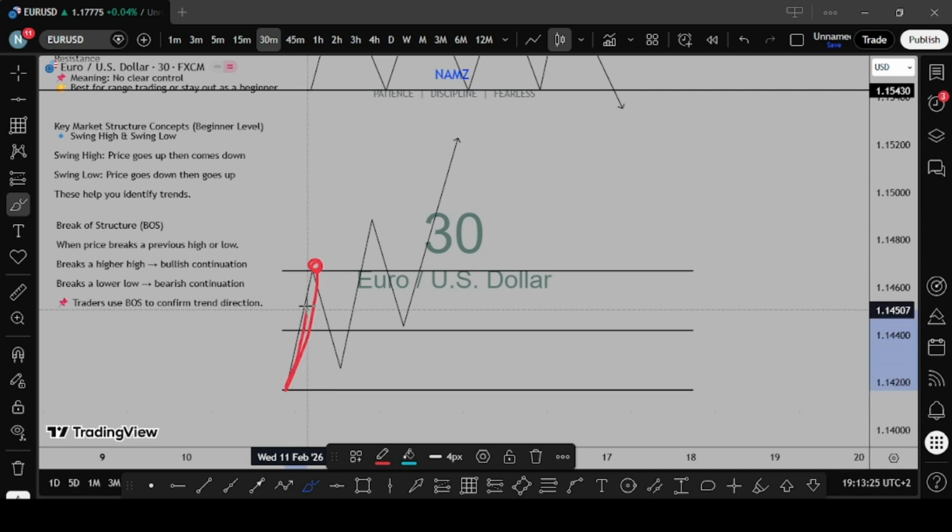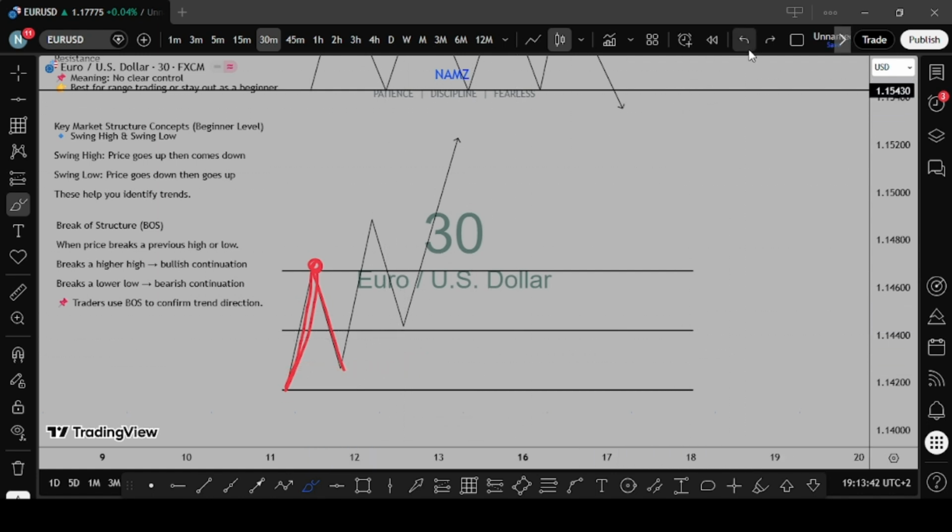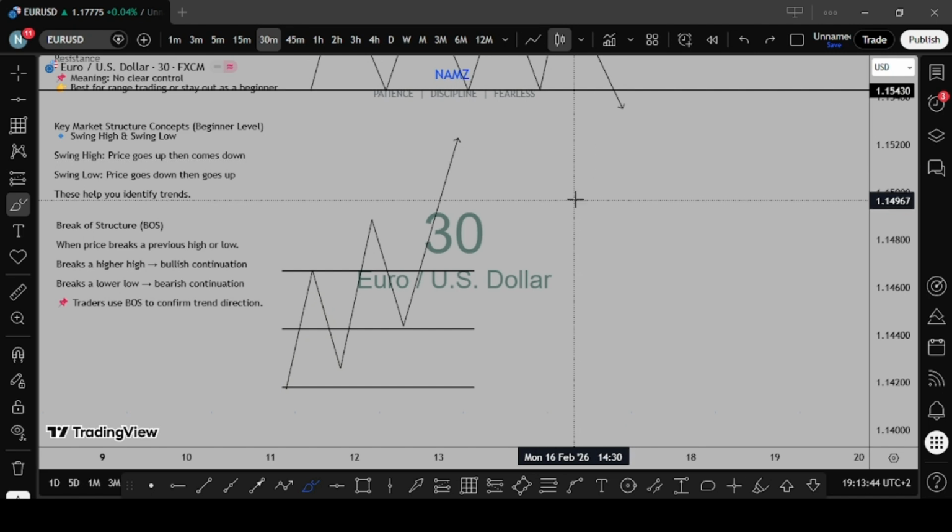So when price goes up, what do you do? You wait for a retracement or a pullback, and then once it comes and reaches into your discount level, that's where we can buy it. Okay, that's what it means. Let me give you another one.